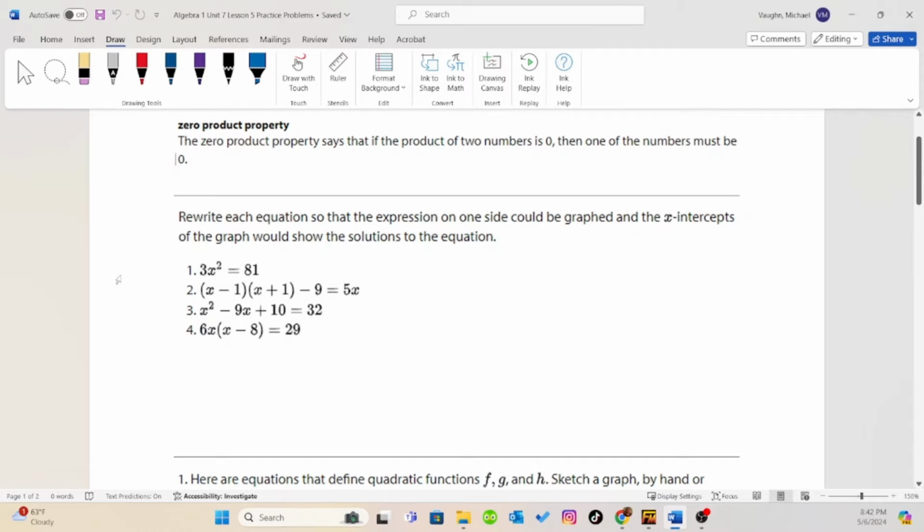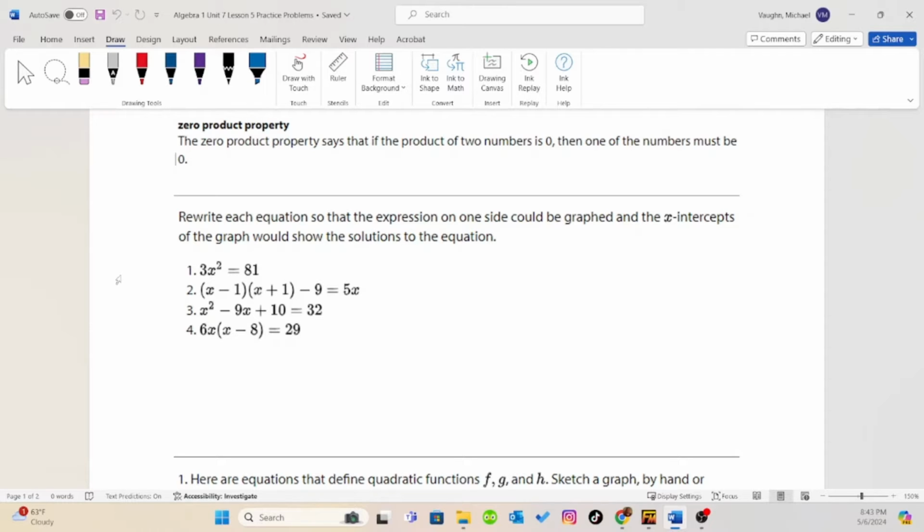Welcome to Algebra 1, Unit 7, Lesson 5 Practice Problems. We have one vocabulary term to review, and that is the zero product property. Remember that if we are multiplying things together and getting 0 as the answer, one of those things being multiplied together must be 0.